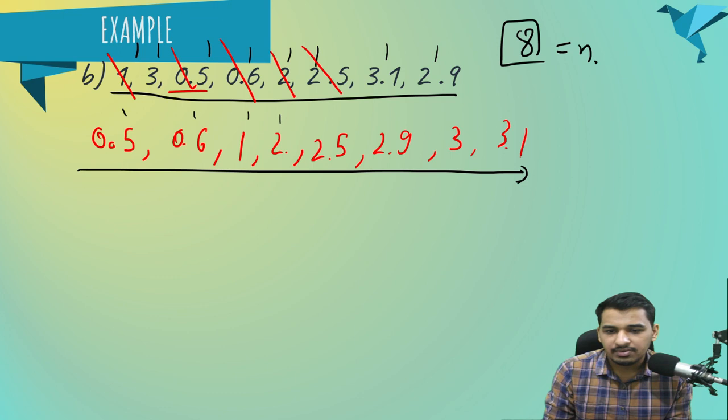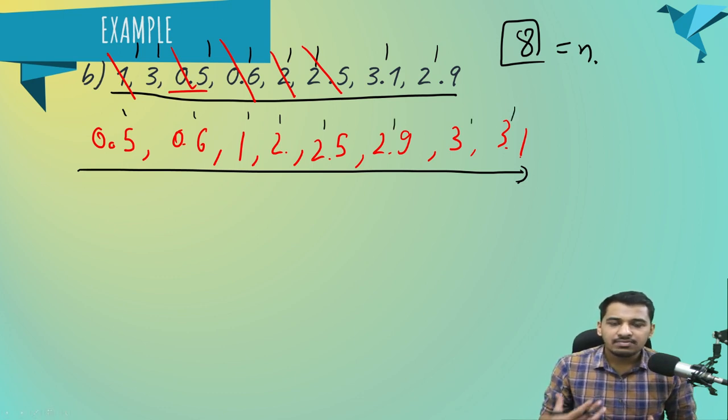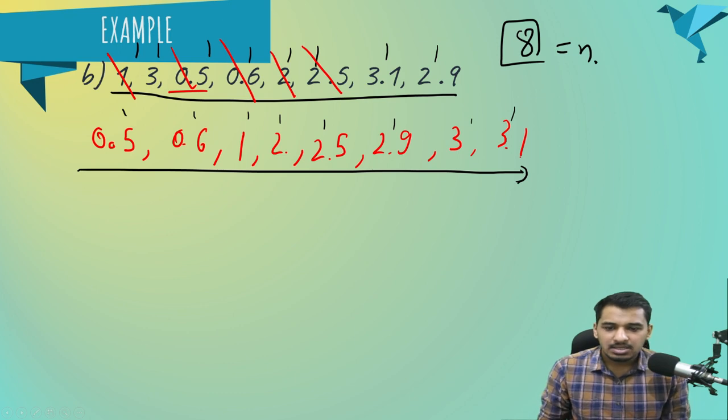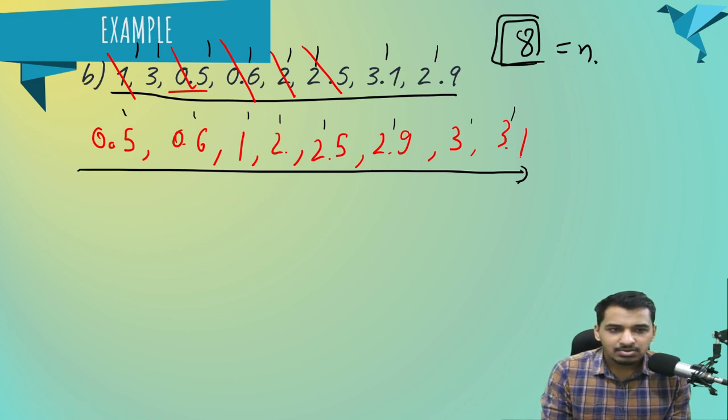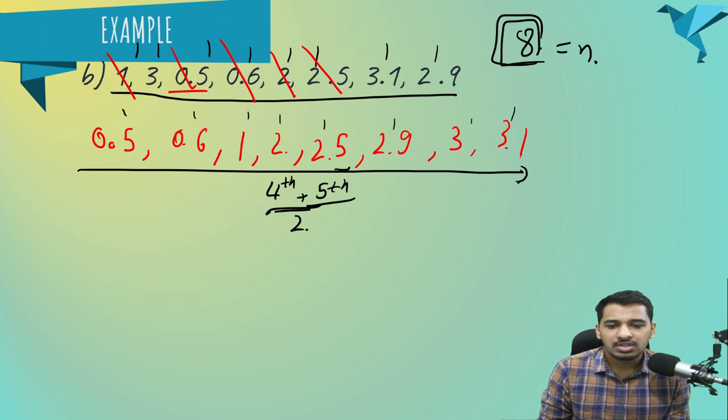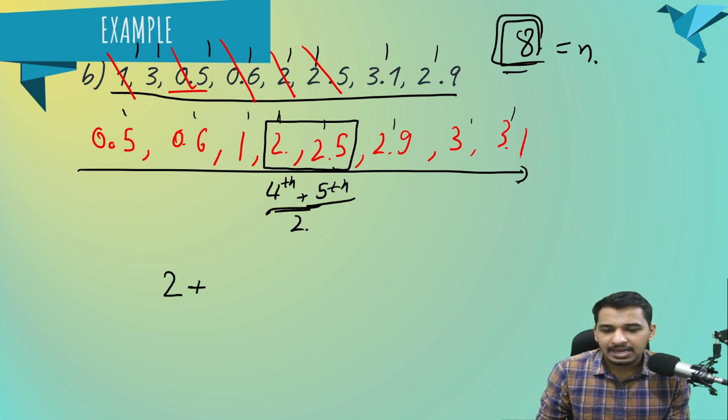So 1, 2, 3, 4, 5, 6, 7, 8. 8 values are there. Now the median would be, in this case, since there are 8 values, the 4th and fifth values you have to take, and you have to take the average of the fourth and fifth values, because there are two middle values in this case since this is even. So the fourth value is 2, and the fifth value is 2.5, and this divided by 2 will be 2.25. So this will be the median.